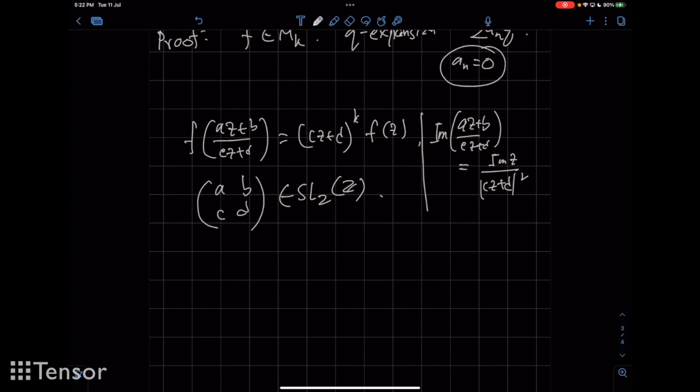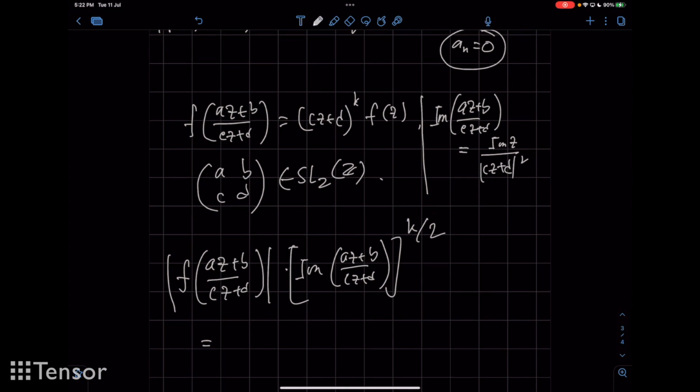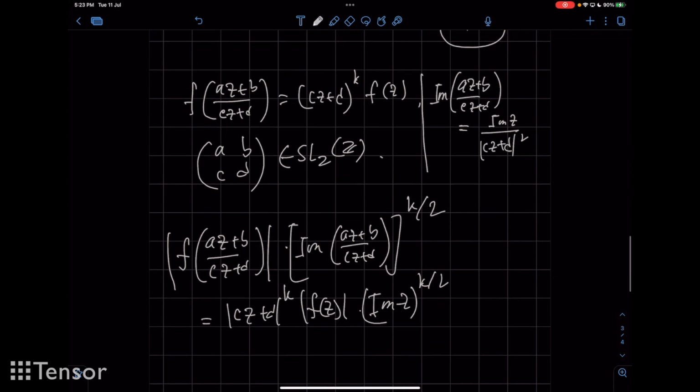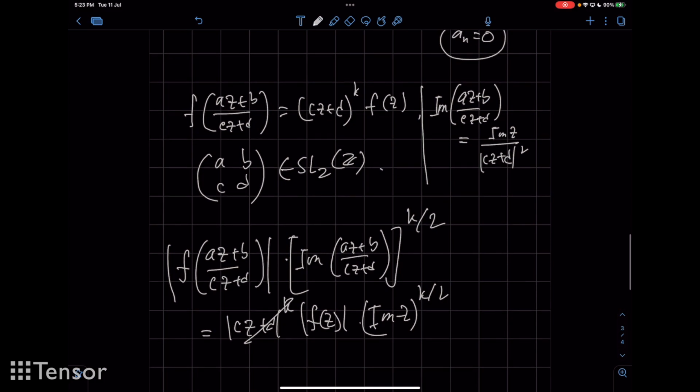Then let's consider the following quantity: the modulus of f of (az plus b) over (cz plus d), times the imaginary part of (az plus b) over (cz plus d) to the power k over 2. Then what is this? This is (cz plus d) to the power k times f of z, and from here we have the imaginary part of z to the power k over 2 divided by |cz plus d| to the power k. So this gets cancelled out. This comes from the definition of modular forms.